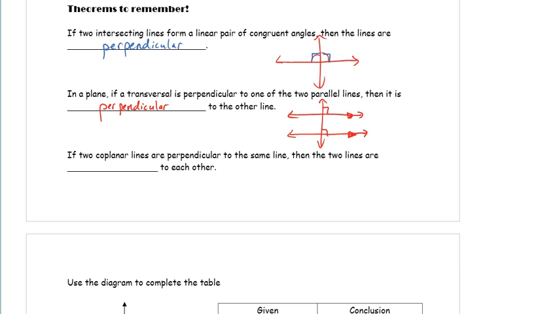Last one: if two coplanar lines are perpendicular to the same line, then the two lines have to be parallel. So that's kind of the backwards one of the one before. If two lines are parallel and one has a right angle, the other one has to. If we know that two lines are perpendicular to the same line, then the two lines have to be parallel to each other. So those are things you want to keep in mind.